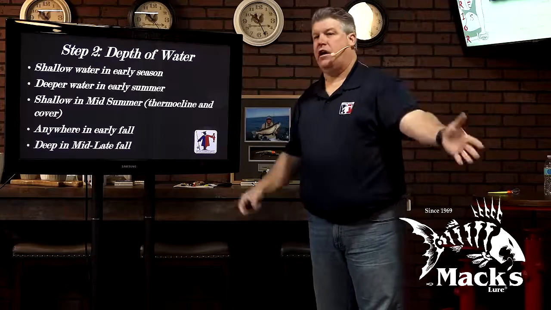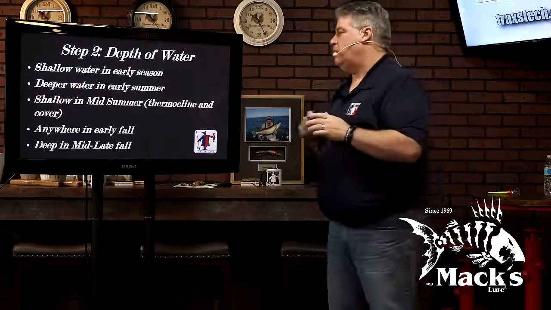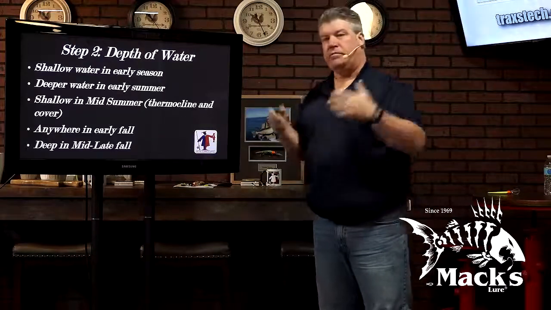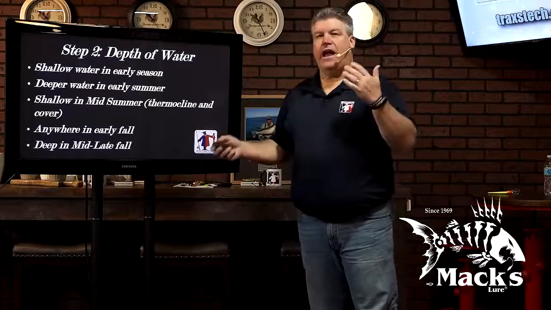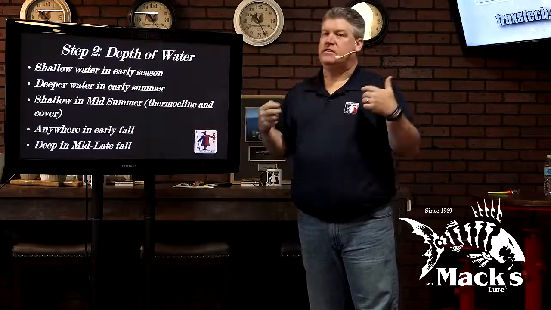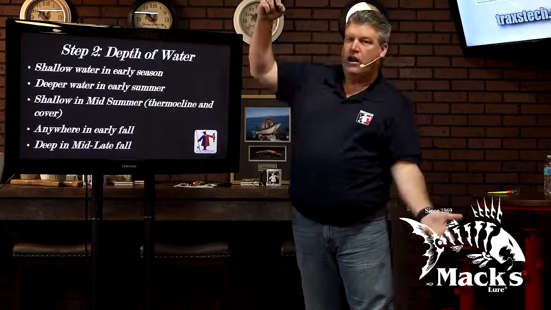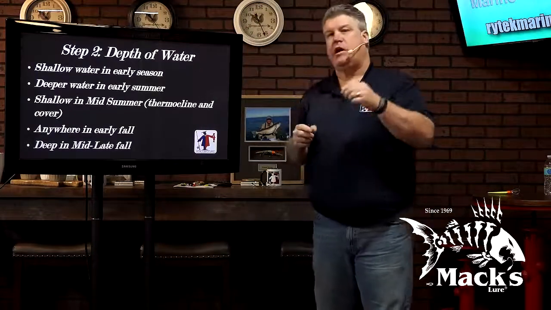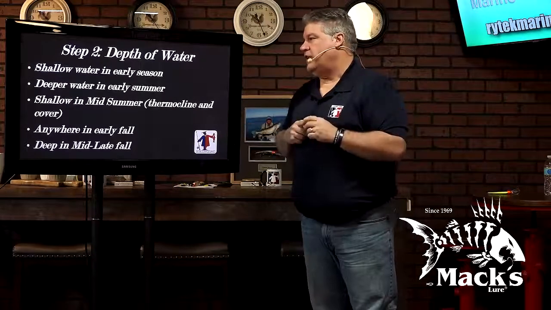Fish can be in 2 feet of water. They can be in 100 feet of water. That's a really tough time to fish. And that's when we really have to focus on using our sonar. But once that thermocline breaks up, early fall, fish can be anywhere. And then once we get to mid or late fall, the indication for me for this is 52 degrees. Fish are usually, they may be anywhere in the water column, but they're probably going to be in deep water basin areas. They like the stability that deep water offers. They're going to move to that deep water.